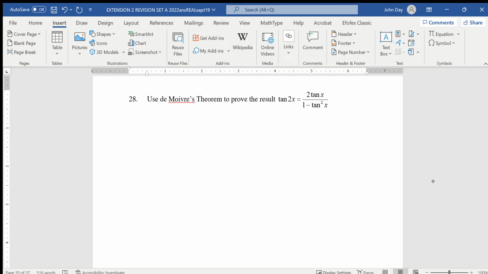Okay, so tan of 2x is equal to sine of 2x on cos of 2x. So if we can end up figuring out sine of 2x and cos of 2x somehow out of De Moivre's theorem, then we're on our way, aren't we? Now just remember, sine of 2x is 2 sine x cos x. If you recall that identity, you should know.